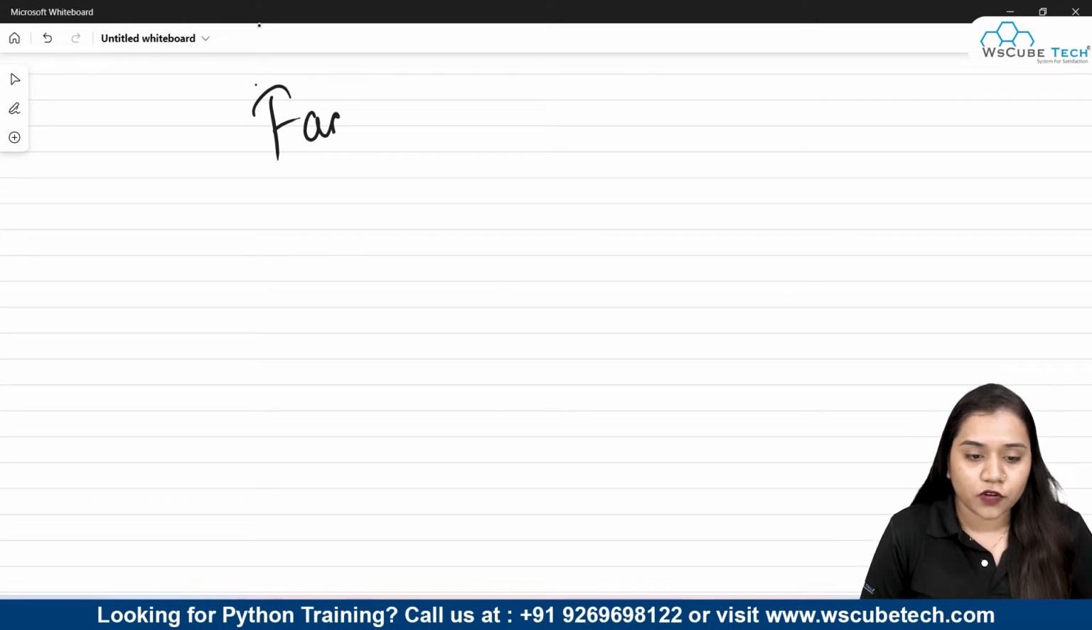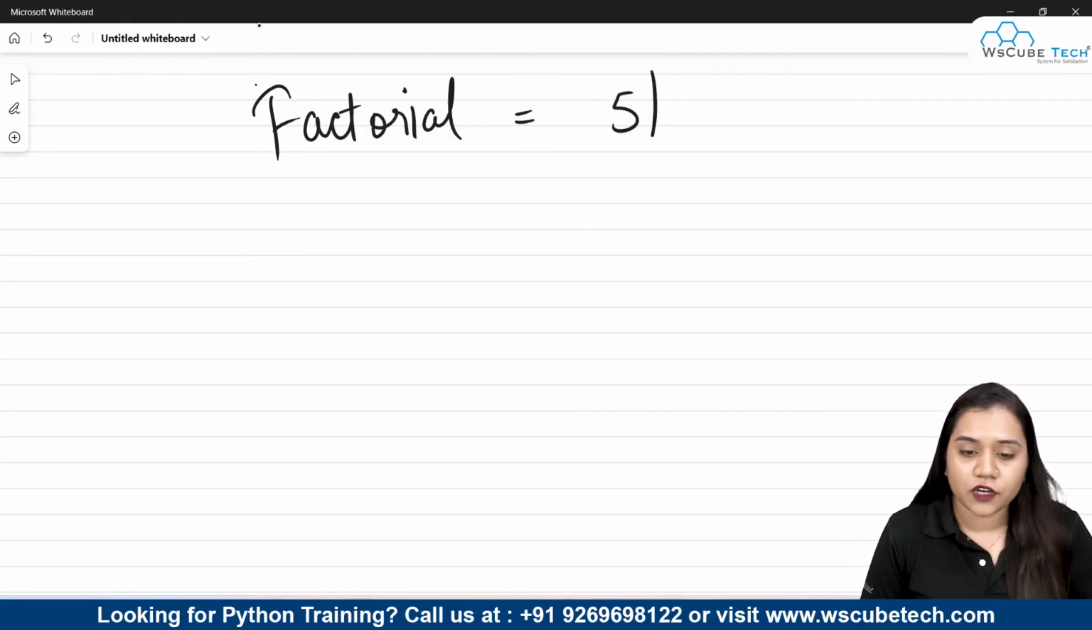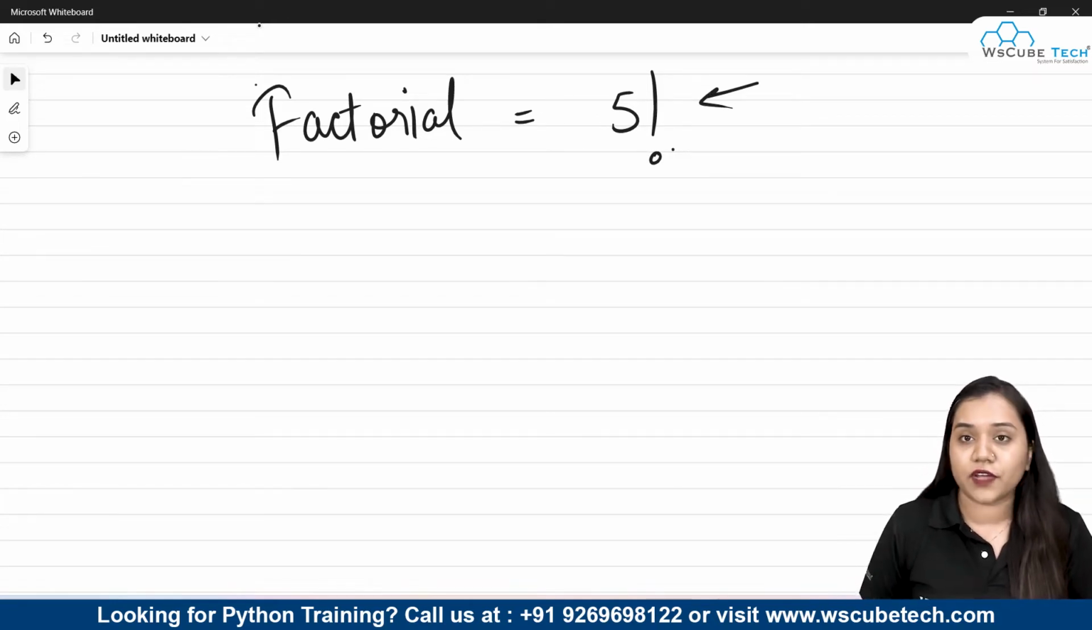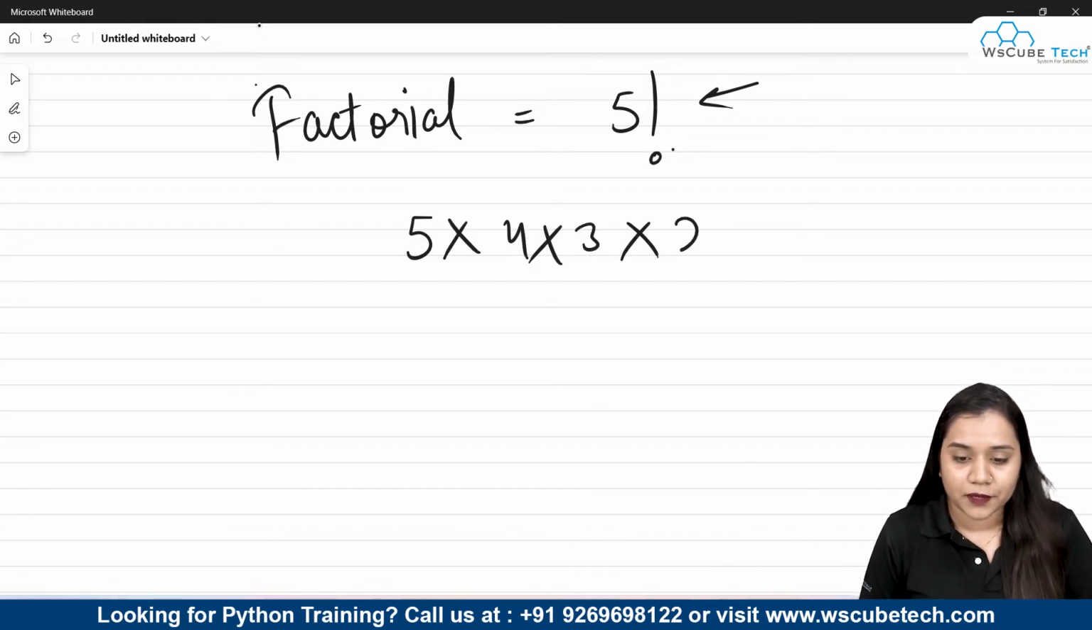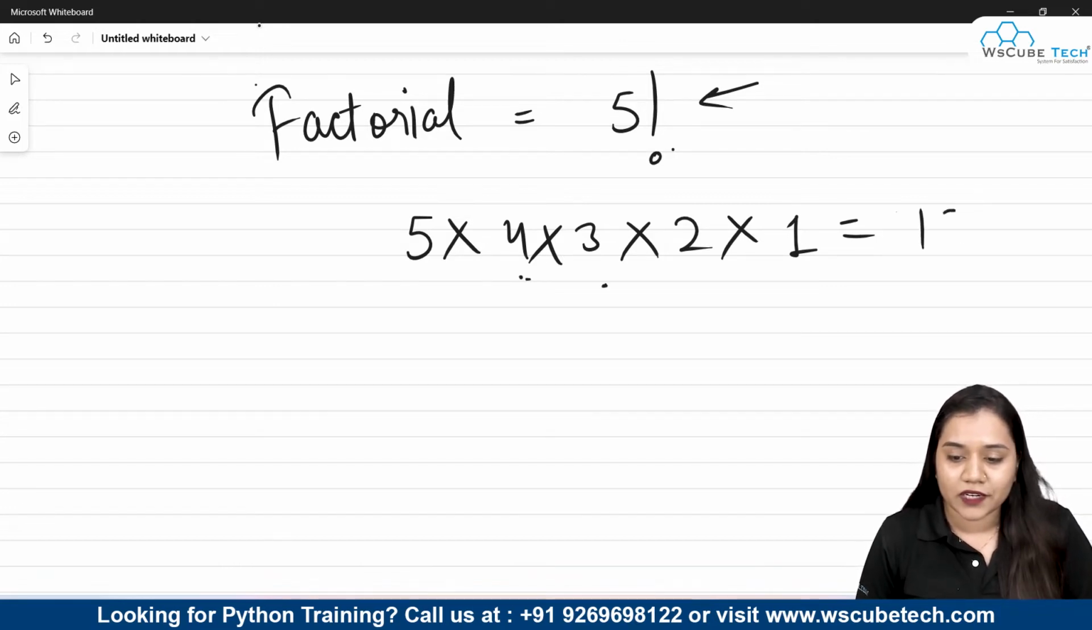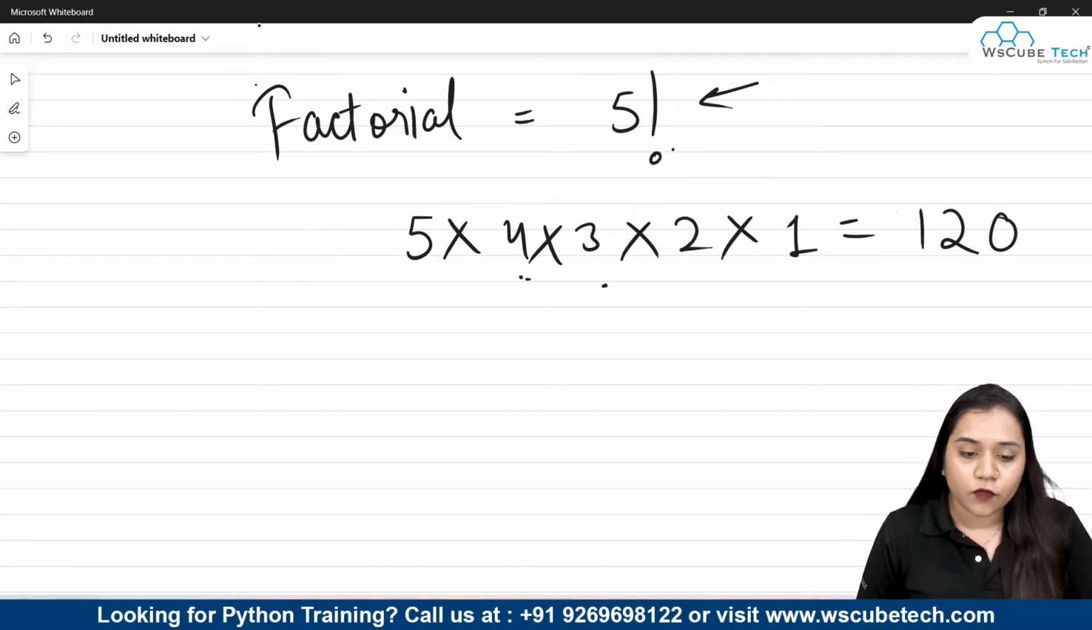Talking about factorial first. If I write factorial of 5, this symbol is the factorial symbol. How will we find factorial of 5 in math? It will be 5 multiplied by 4 multiplied by 3 multiplied by 2 multiplied by 1. That would be 5 times 4 is 20, 20 times 3 is 60, 60 times 2 is 120. That would be 120. If I want to find the factorial of 4, it would be 4 multiplied by 3 multiplied by 2 multiplied by 1.